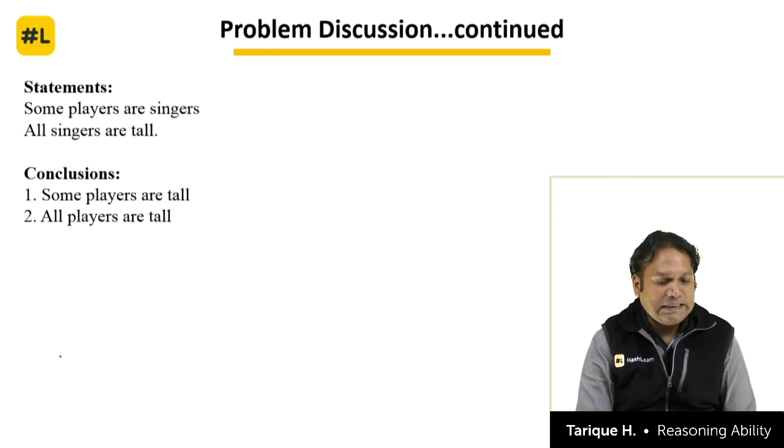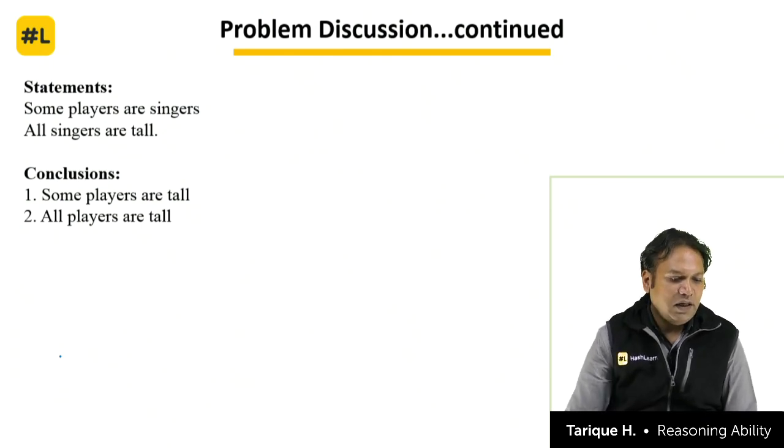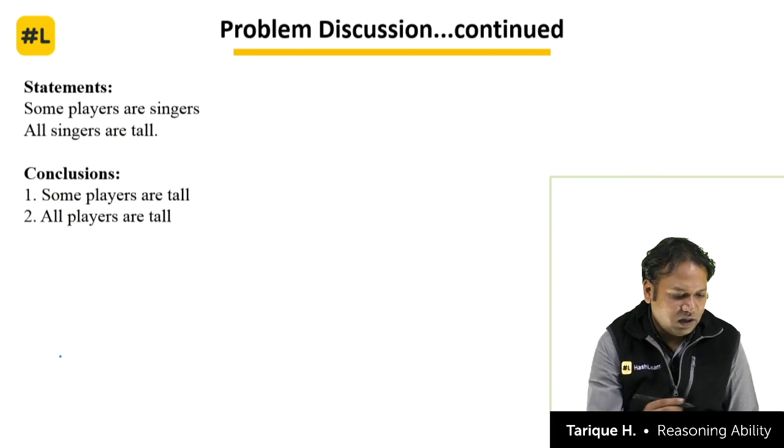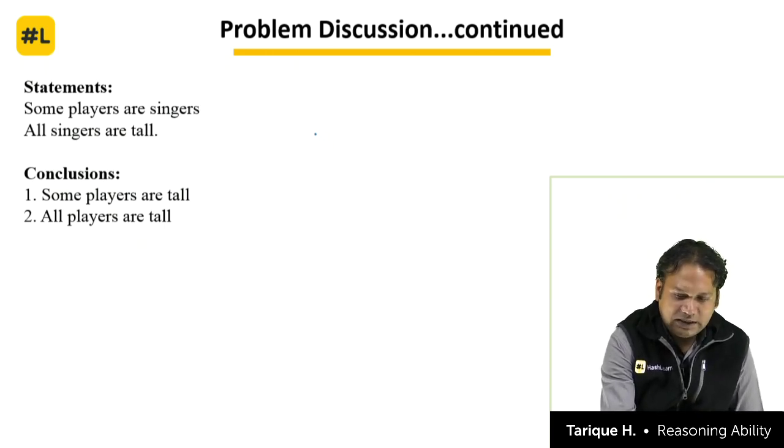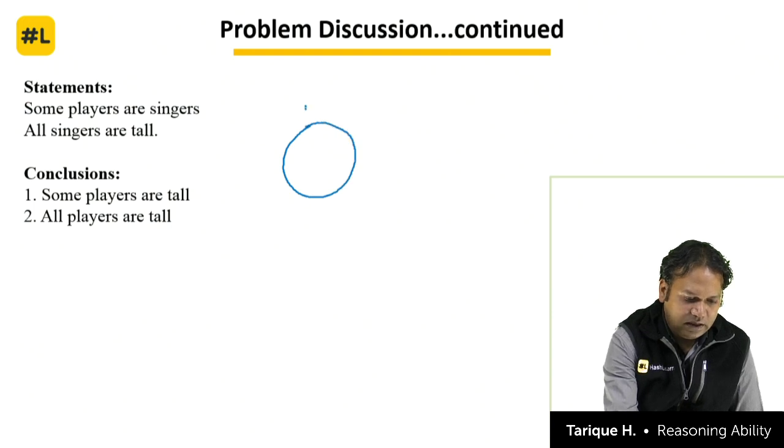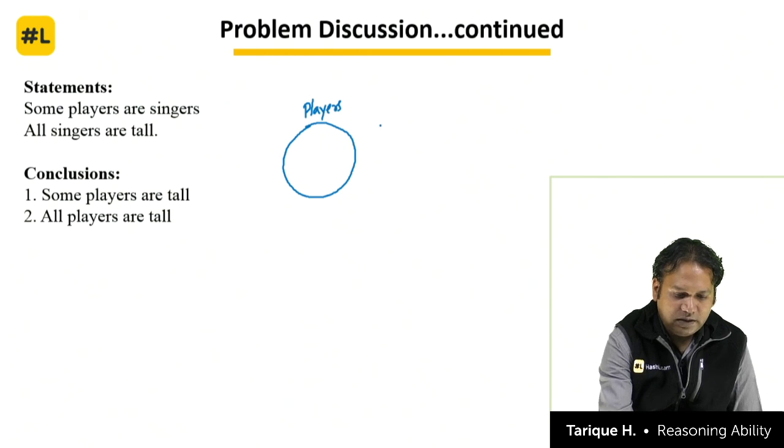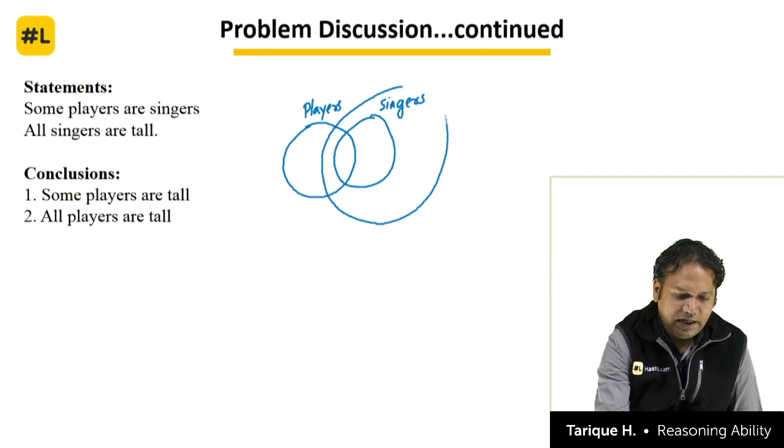So some players are singers, all singers are tall. Let's make the diagram and see which of the conclusions follow. Some players are singers. This is a circle for players, and this is a circle for singers. Some players are singers and all singers are tall. So singers will be inside the circle of tall.